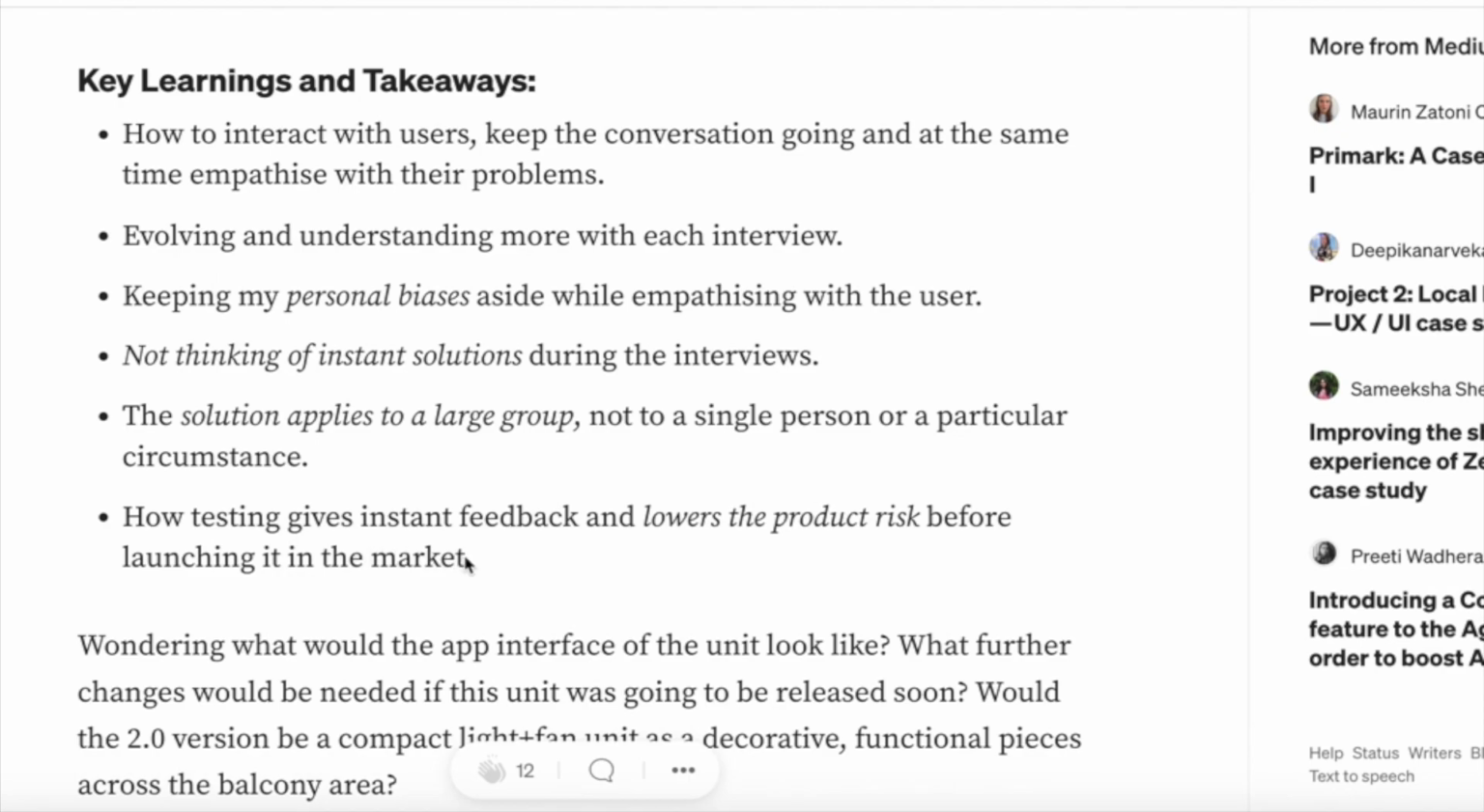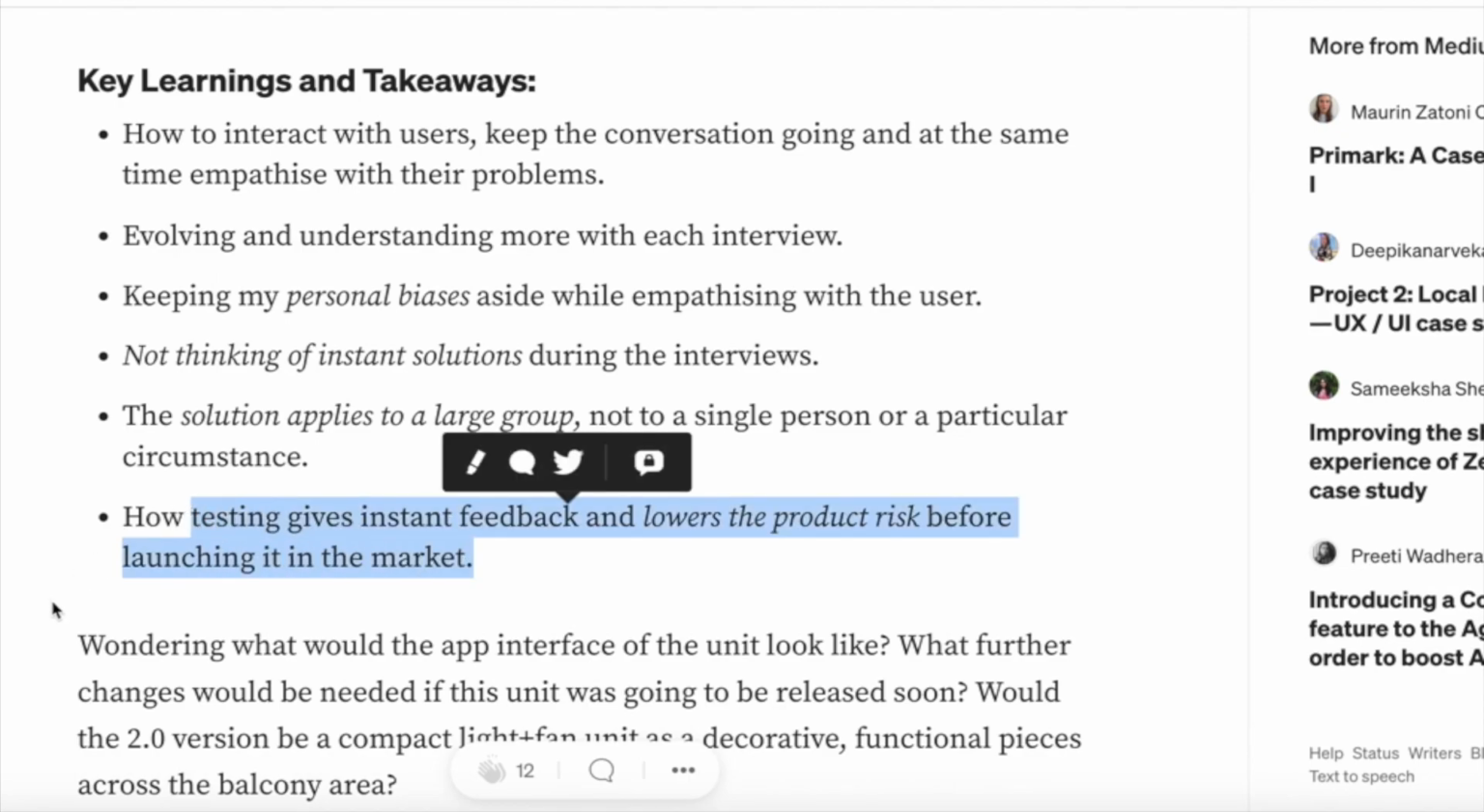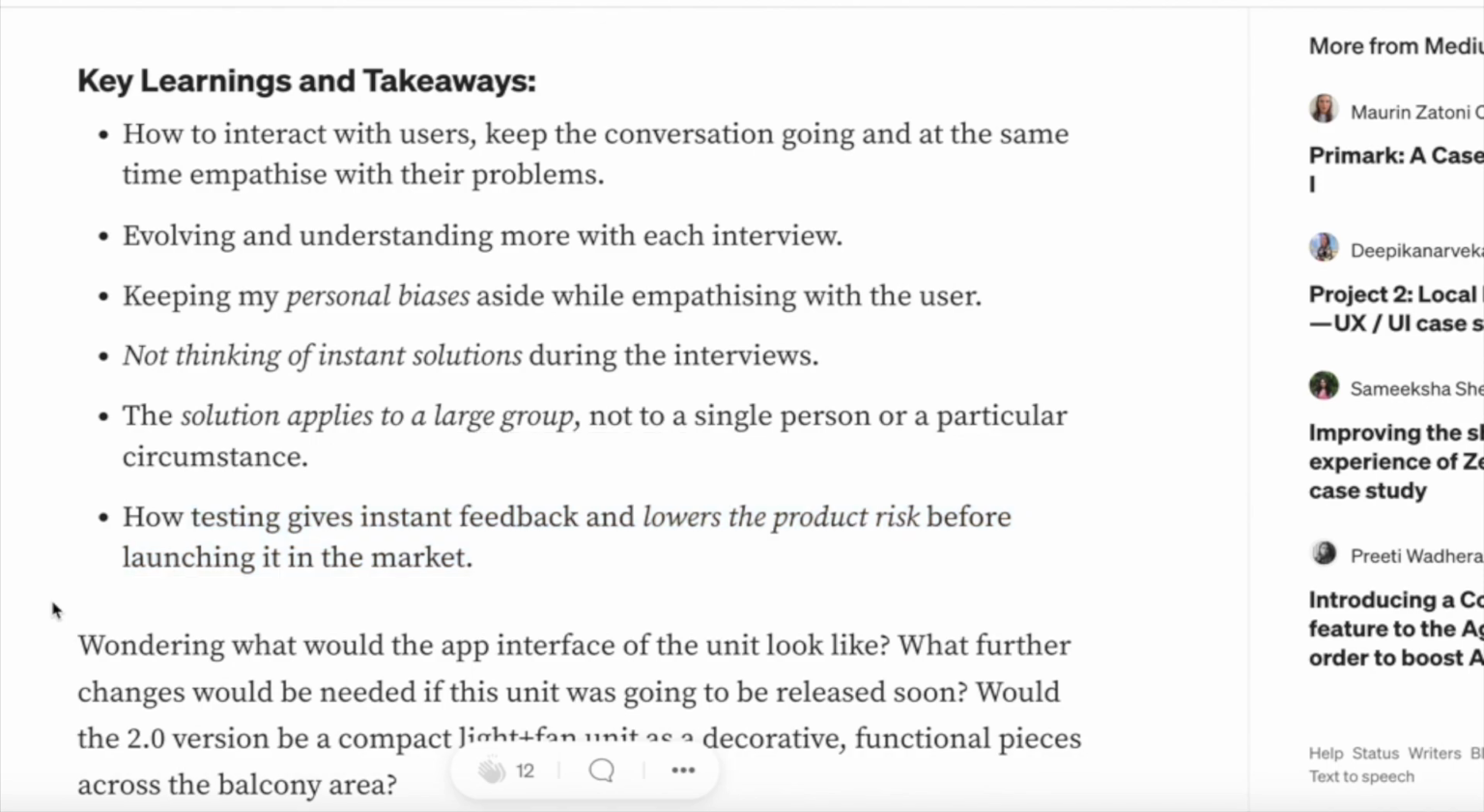Also, testing a product before launch gives instant feedback and lowers the risk before launching it in the market. This was my project to understand the design thinking process.